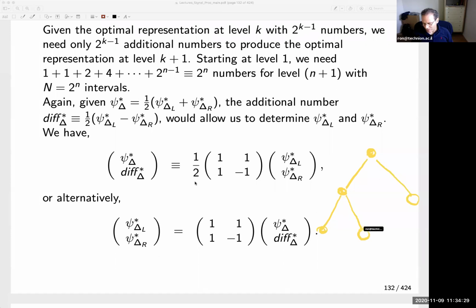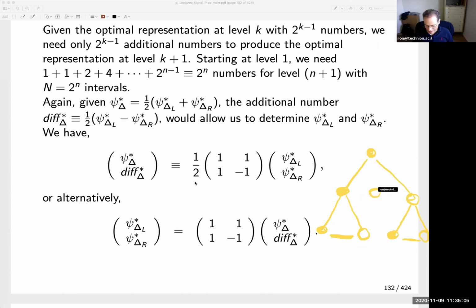And now I need to provide this number in order to reconstruct this guy. And the way to do that is by not just keeping the values of the vertices here, but rather keeping the difference between these two. So it makes the whole construction a little bit more symmetric, if you wish. So here I don't keep this value, but rather I keep the value of this one minus this one. Okay. So in a sense, we are living in between the vertices of this tree.